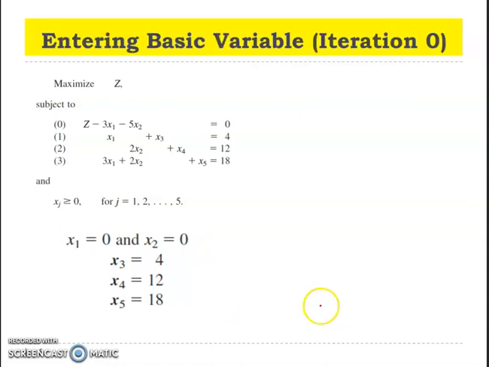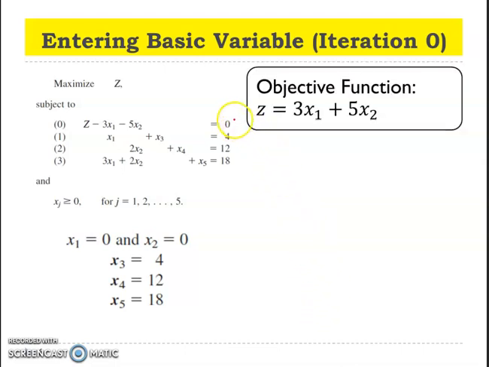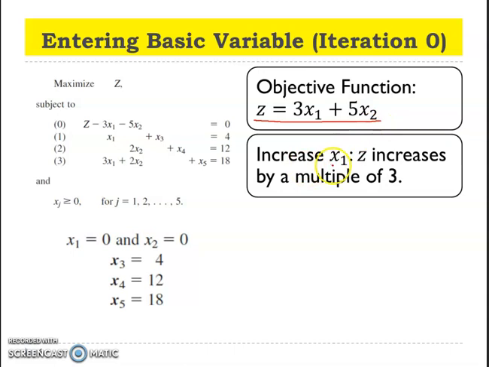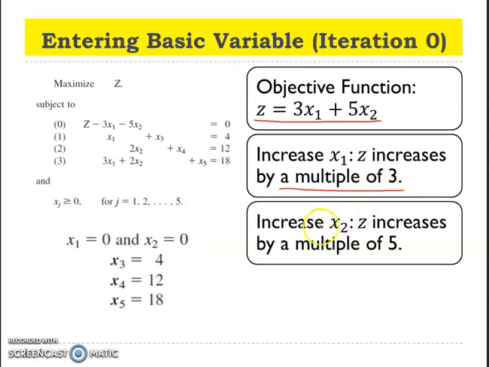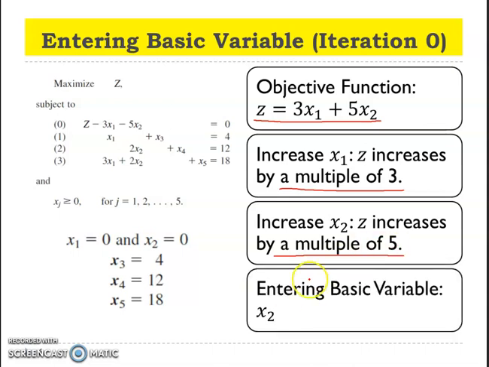Now we will see how we can increase the value of either x1 or x2. The objective function is z equal to 3x1 plus 5x2, and we can see that if we increase the value of x1, the value of z will increase by a multiple of 3, and if we increase the value of x2, the value of z will increase by a multiple of 5. So we must increase the value of x2 so that it will increase the value of the objective function more than in the case of x1. So we call it the entering basic variable. So the entering basic variable will be x2.